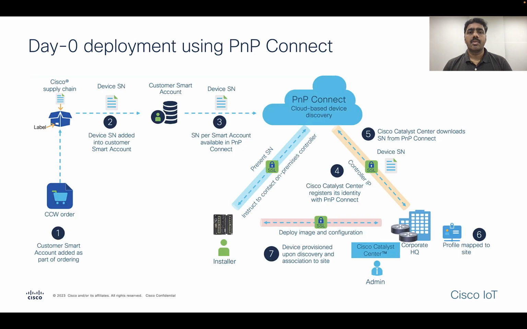Let's look at the third method, which is PnP Connect. Cisco Catalyst Center can automatically download the serial numbers of all the devices and also registers itself as the on-prem Catalyst Center with the PnP portal. When the device is powered on, it looks for the device helper in the PnP portal page. Based on the serial number provided, the PnP portal redirects the device to the on-prem Catalyst Center. Once the communication is established, Catalyst Center can push the configuration and the required software image for the device, and the device is automatically claimed.